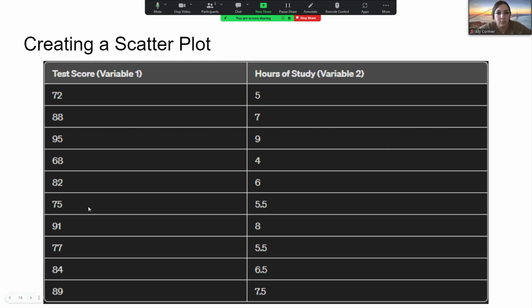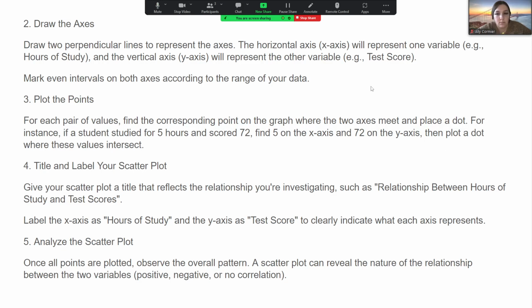Right, so same exact scores, our lowest is 68 and our highest is 95, but now we're pairing it up with a second variable to see if we can find any trends or comparisons between the two. Okay, again, this one's pretty simple. You're just drawing the X and Y axes and you're plotting the points.